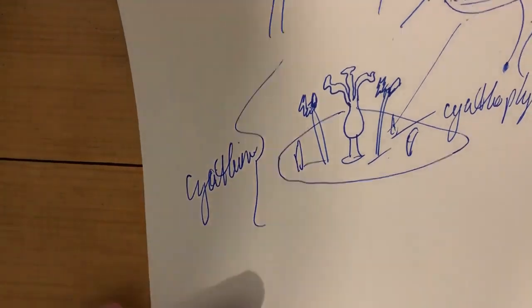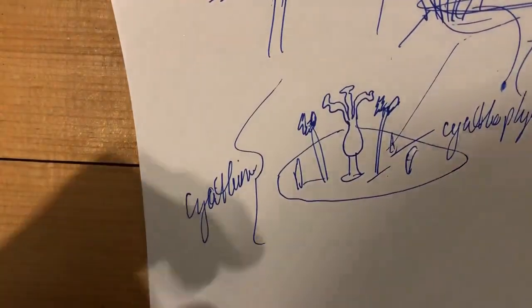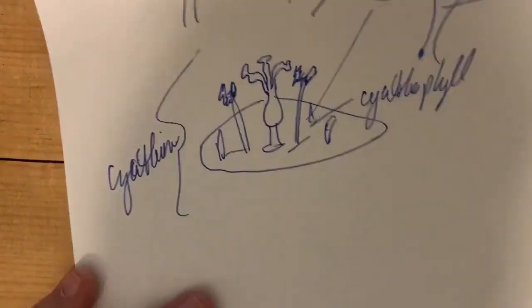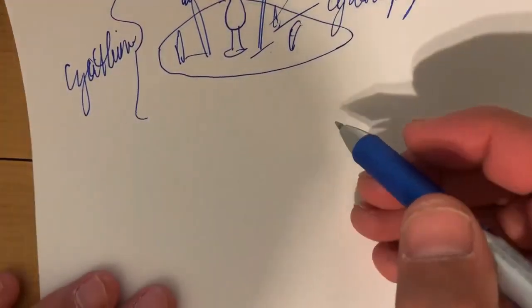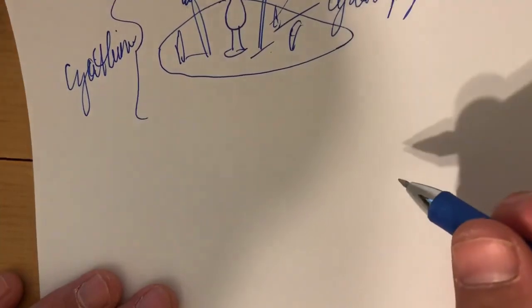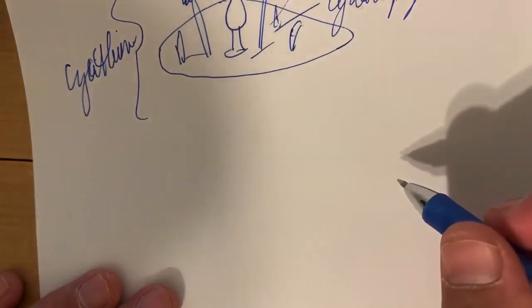So, cyathiums. This is a flower with no sepals or petals, kind of an exception to the rule. It looks like a flower, but it's not. There's also another really weird example of a flower that looks like a flower that is not a flower, or is a flower, but it doesn't look like it would be one. And these are in figs, y'all.